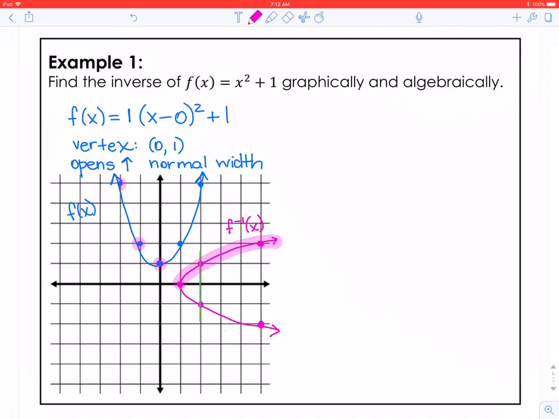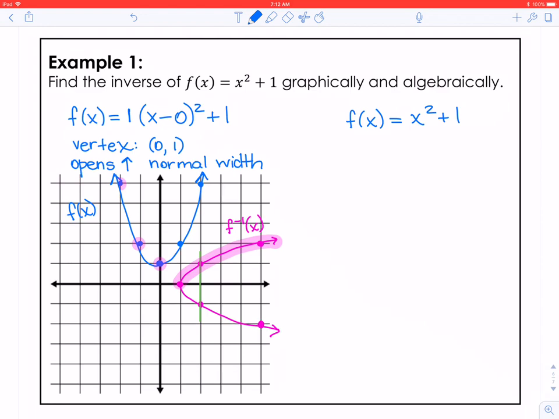Okay, so algebraically, what we want to do is look at f of x is equal to x squared plus 1. And we want to look at what's happened to our x and undo those operations. So what we see has happened is that x has been squared and then 1 is added to it. So we're going to have to undo those operations in reverse. We're going to subtract our 1 and then take the square root.